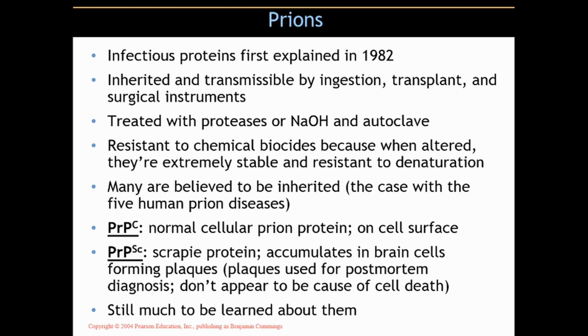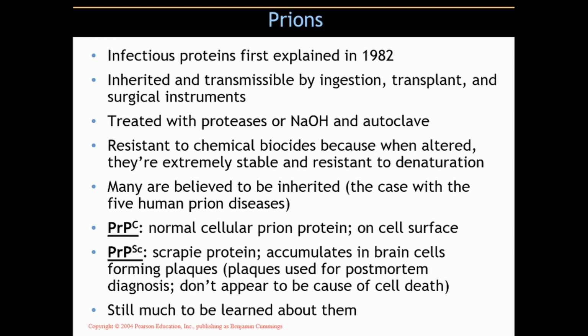They were first explained in 1982. Now, prion diseases have been around obviously much longer than that. But a scientist named Stanley Prusiner first explained them in 1982, and won the Nobel Prize as a result of his investigation and explanation. But even since then, we're not sure what's going on with these prion diseases. They're inherited and transmissible by ingestion, transplant, and surgical instruments.